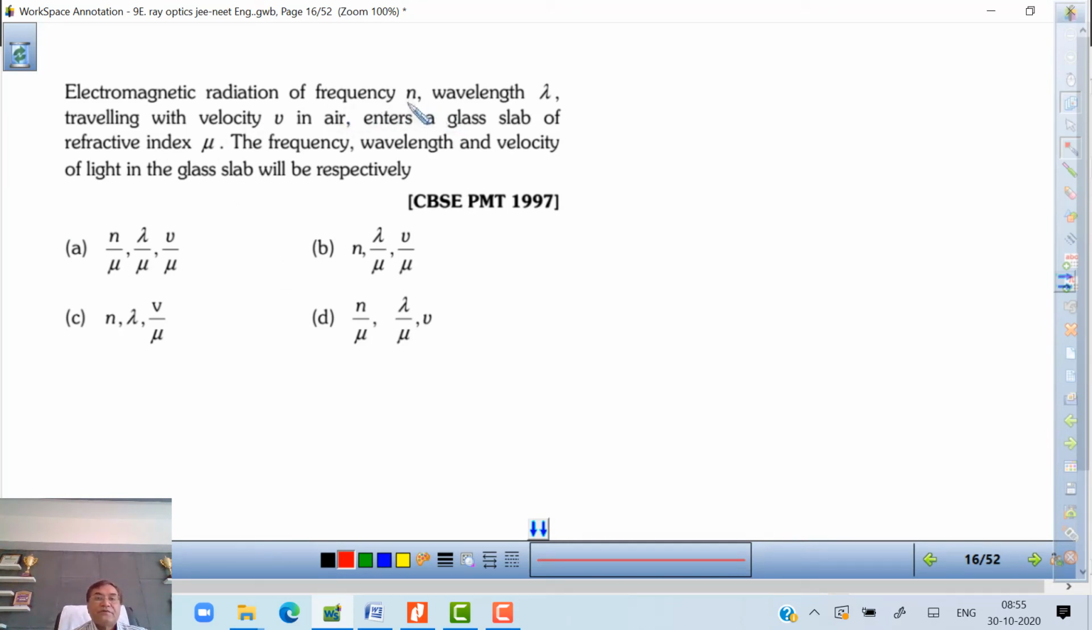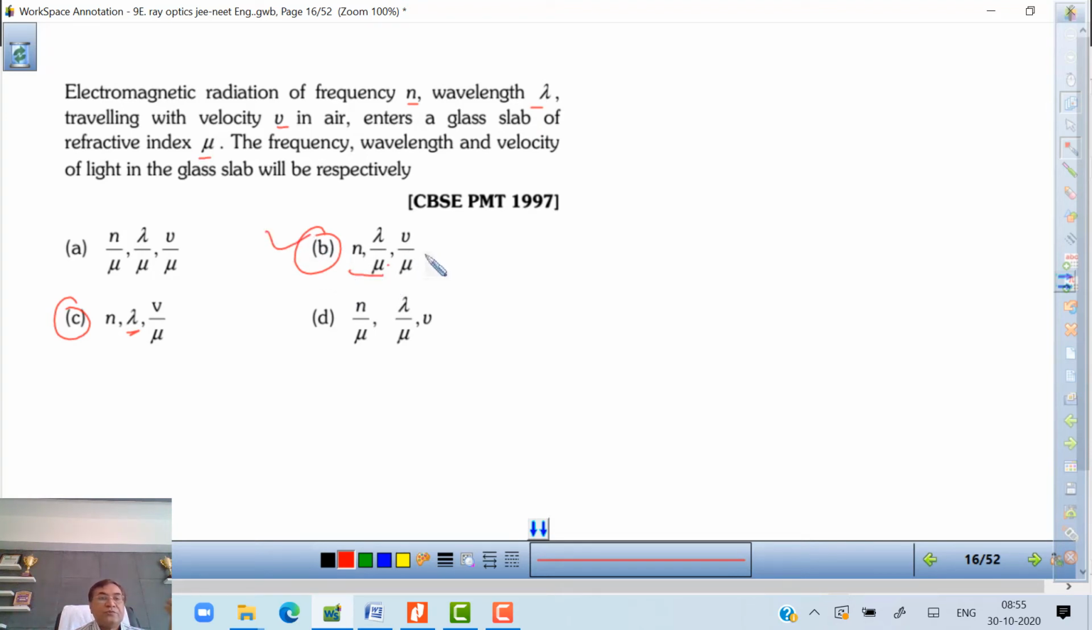Electromagnetic radiation of frequency n, wavelength lambda, traveling with velocity v in air, enters a glass slab of refracting index mu. The frequency, wavelength and velocity of that. We said frequency does not change. What is the frequency? n, so it remains n only. Then second one, wavelength will change: lambda upon mu. So this is lambda and this is lambda upon mu. So this is correct one only.